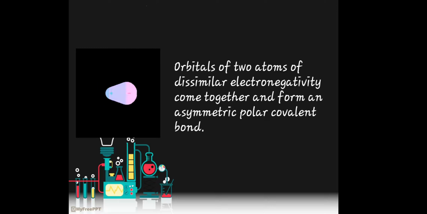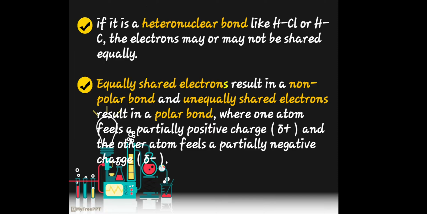Okay? So this illustration represents dissimilar electronegativity, meaning to say the two atoms or the two elements have dissimilar electronegativity. And when we say dissimilar electronegativity, meaning to say the electrons cannot be shared equally. So if they cannot be shared equally, it is called an asymmetric polar covalent bond. Okay? Let's move forward now.